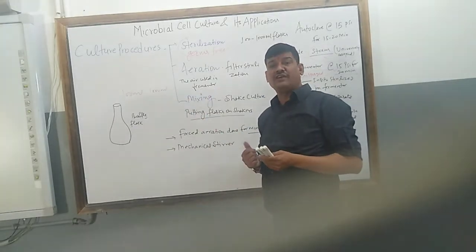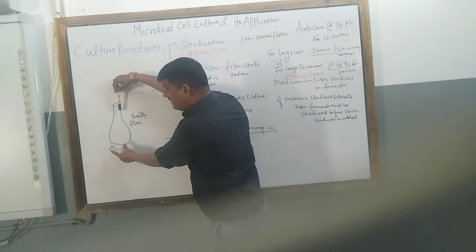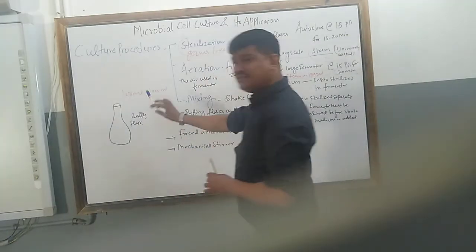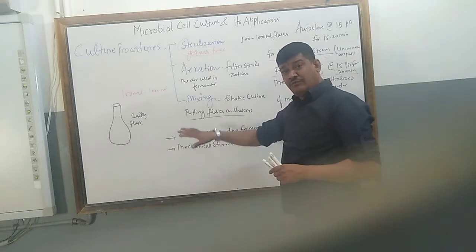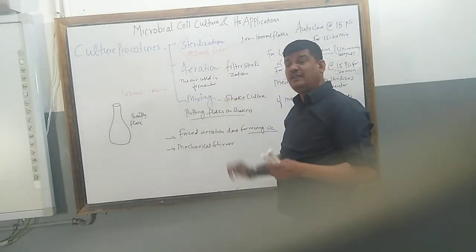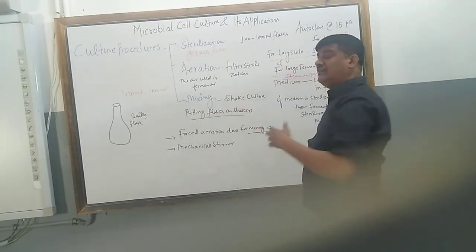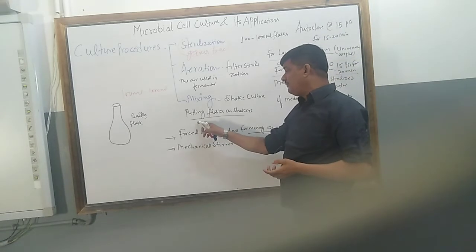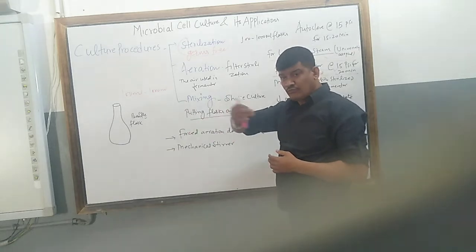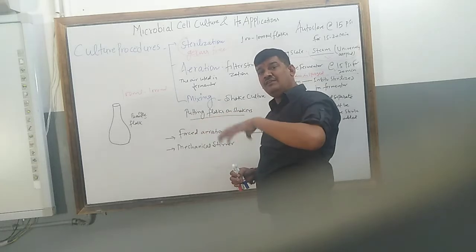There is a mechanical stirrer. In the laboratory, suppose this is the buffer flask, we normally mix with the help of a glass rod, but in large scale production it is not done so. In the laboratory, the culture procedure is different from large scale production. This mixing is also known as shake culture. We put the flask on the shaker, and it moves like that. Due to this movement, the air gets mixed properly.